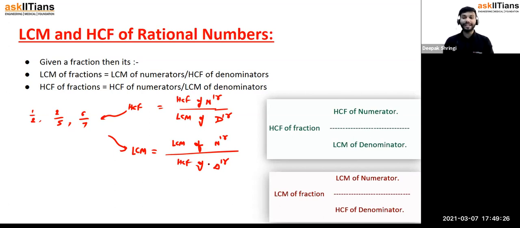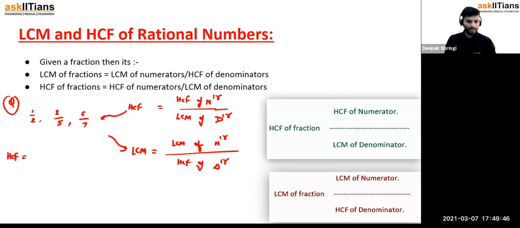For the numerator, you will find the LCM, and for the denominator, you will find the HCF. Got it? I think if we solve a few problems, you understand it more, right? So look at the problem over here. You have the three fractions, 1 by 2, 2 by 5, and 6 by 7, right? We have to find the HCF.